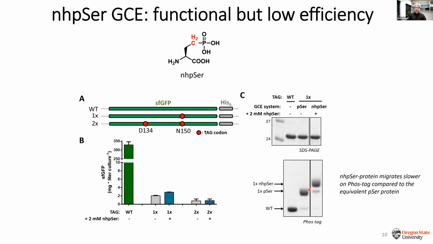And so this provides a really convenient way for us to establish whether or not the protein contains phosphoserine or non-hydrolyzable phosphoserine. So the point here again is that the system was totally functional, exactly doing what it was supposed to, but we weren't getting very good yields. And it wasn't scalable. And so we were asking, how can we improve this?